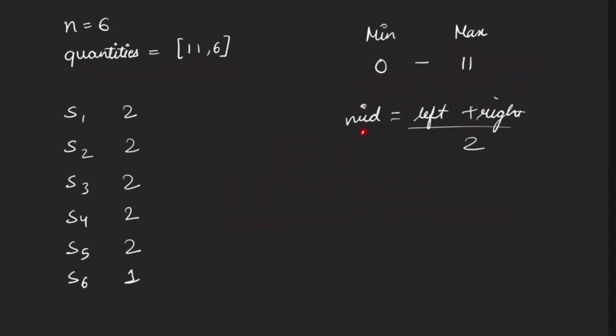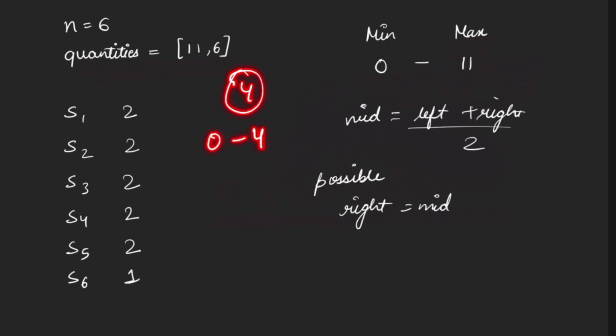Then you can check for this number whether we are able to distribute or not. If it is possible to distribute, you will shift your range towards the left, that means you change your right to mid. Because as I said, for 4 it was working, so we will change our range to 0 to 4. So if it is possible to distribute for this mid, we make right equal to mid.